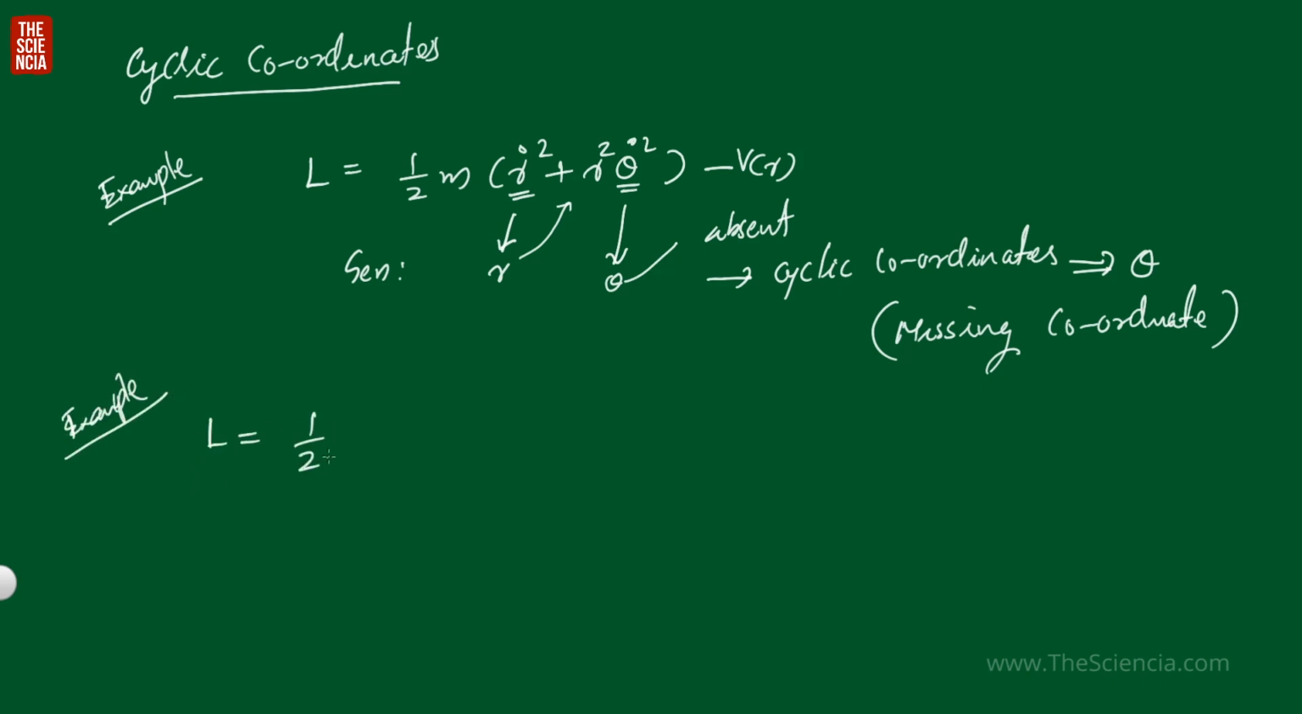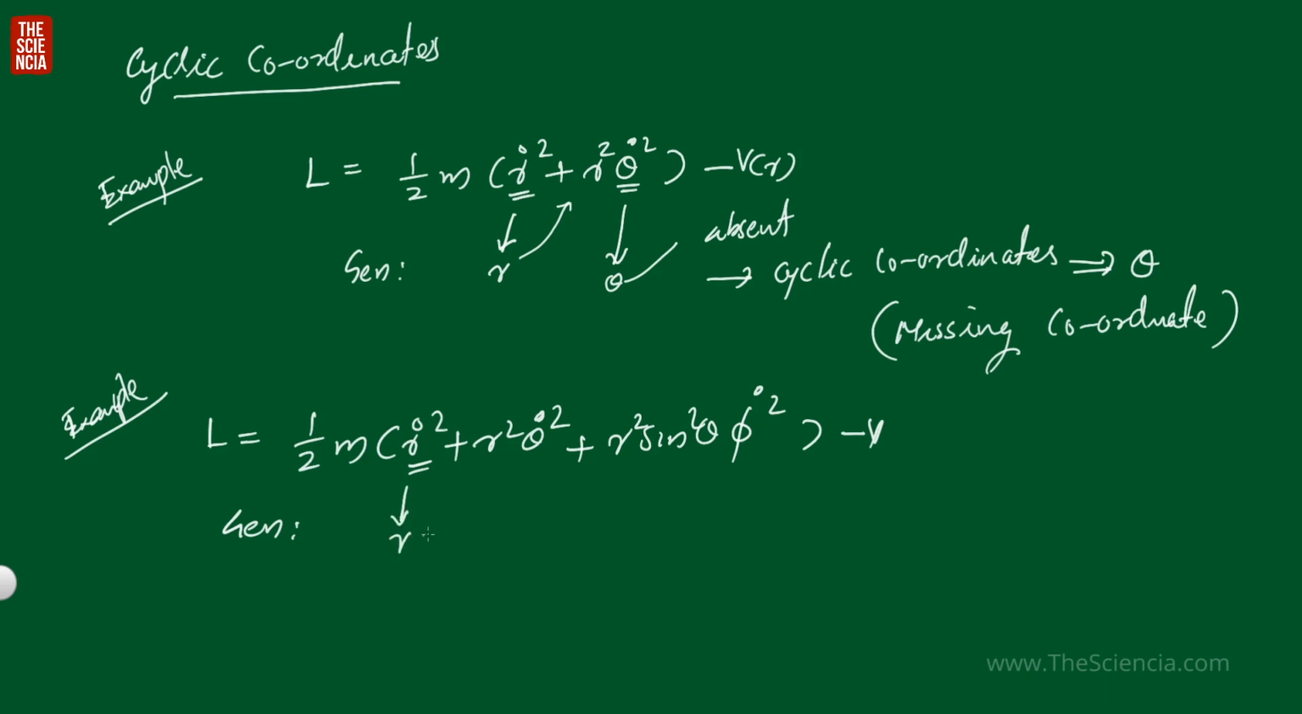Lagrangian L is equal to 1 by 2m (r dot square plus r square theta dot square plus r square sine square theta phi dot square) minus V. Here what are the generalized coordinates? See, this one has a bindi. So r is a generalized coordinate, and you can see this r in the Lagrangian also. And theta is also a generalized coordinate, and you can see this theta in the Lagrangian. Now, phi is also a generalized coordinate, but you cannot see that term in the Lagrangian.